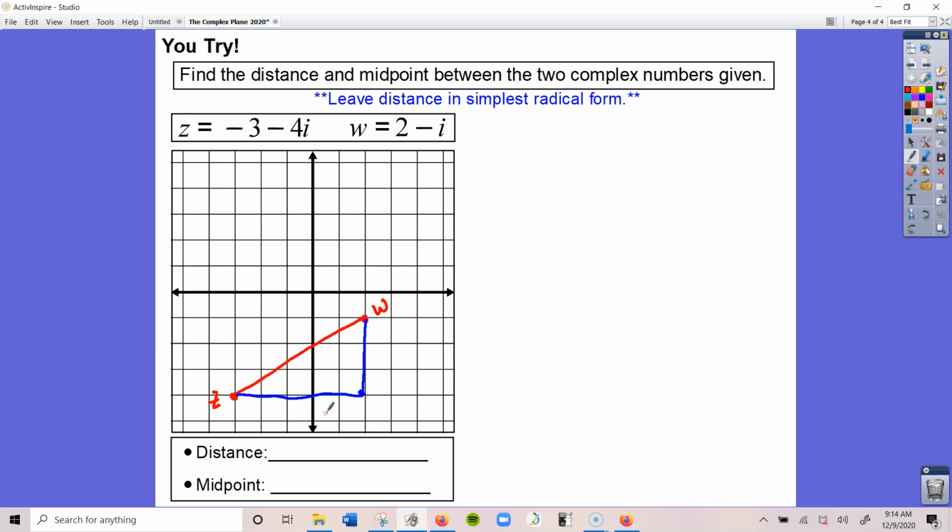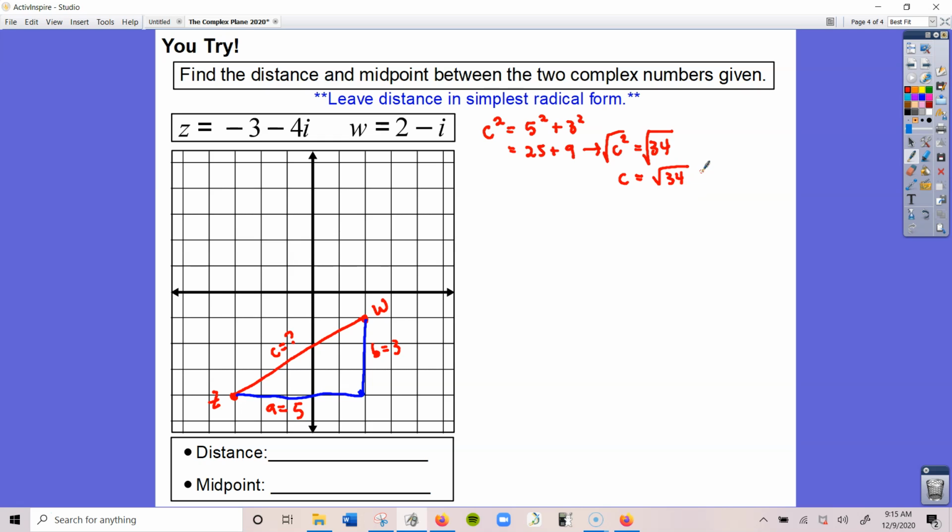So let's go ahead and calculate this distance. I'm going to call this A and this B, and I'm trying to solve for C. A is 1, 2, 3, 4, 5 spaces, and B is 3 spaces. So C squared, which is the hypotenuse squared, my distance, is equal to 5 squared plus 3 squared. 5 squared is 25 plus 3 squared, which is 9. So that means that C squared is equal to 34. And then I would square root both sides, and I get that C is equal to the square root of 34.